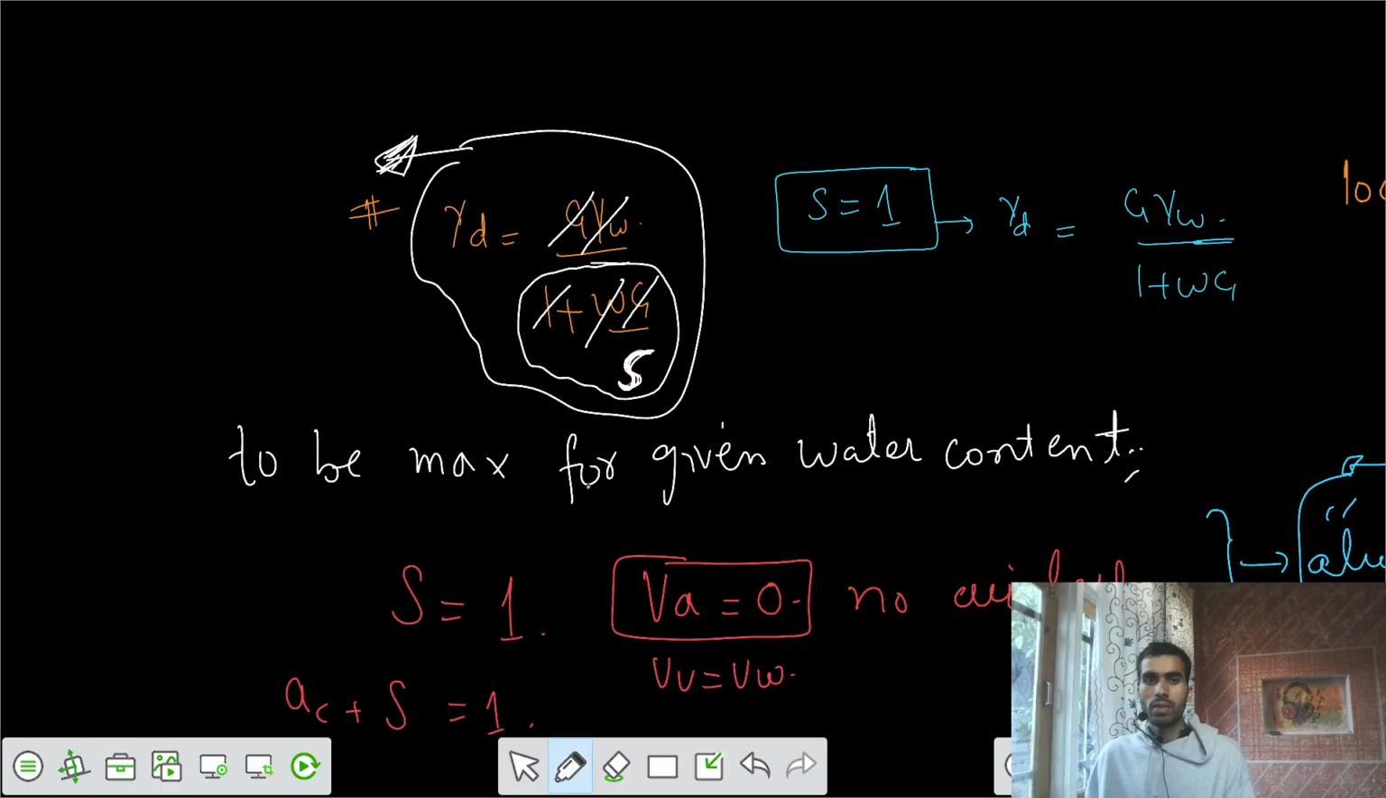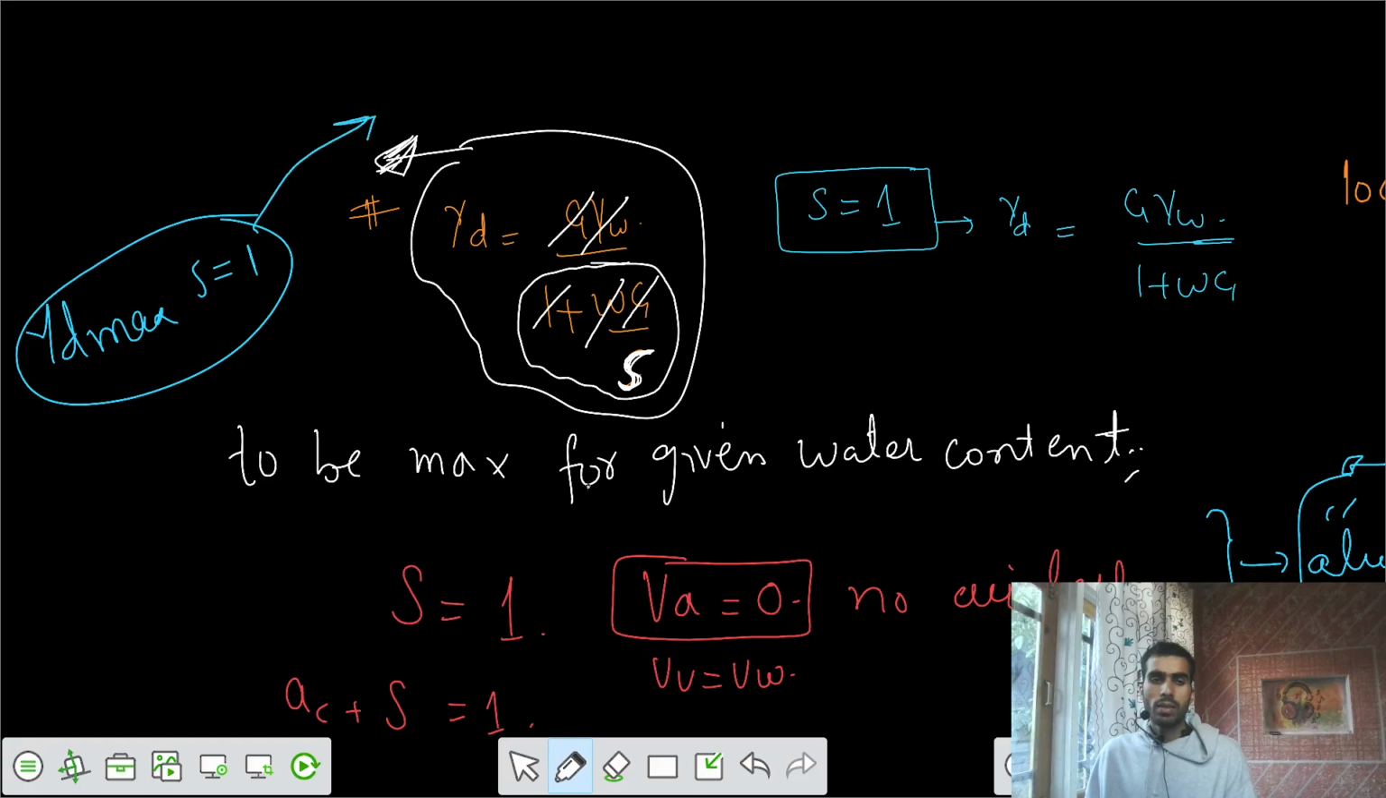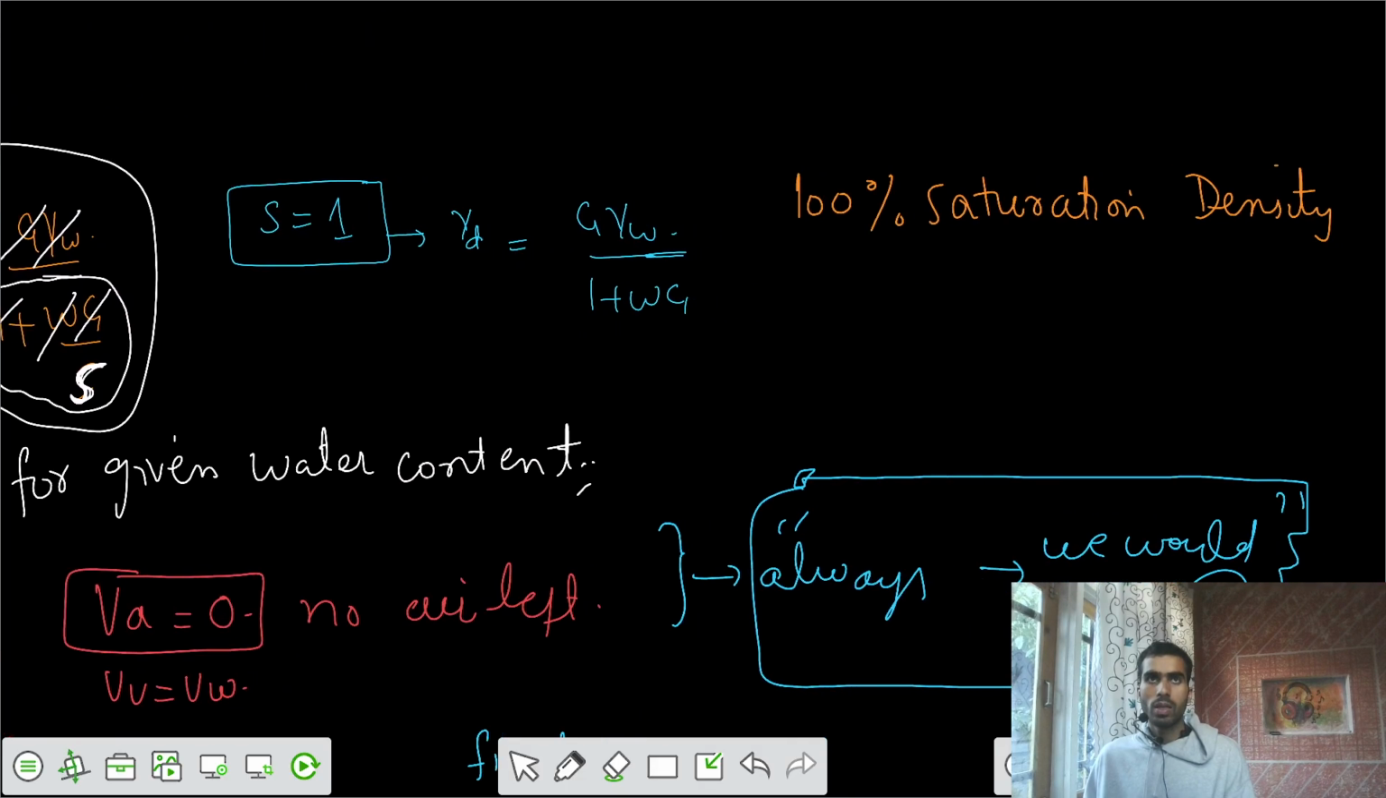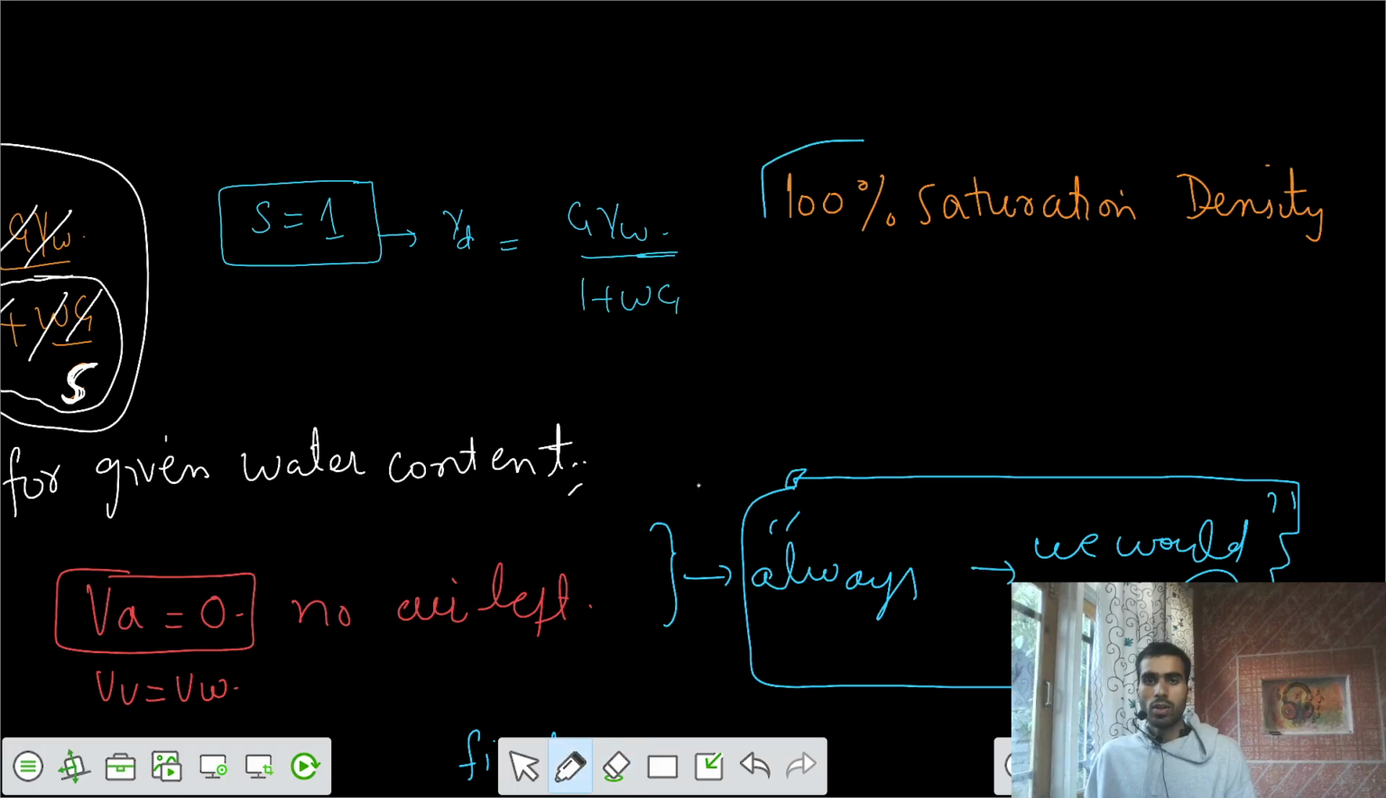So this gamma D max corresponds to the condition when saturation is 1, but this means the volume of air should be 0. This is not usually achieved, and this is actually a theoretical concept. We can call it the 100% saturation density for that particular water content.